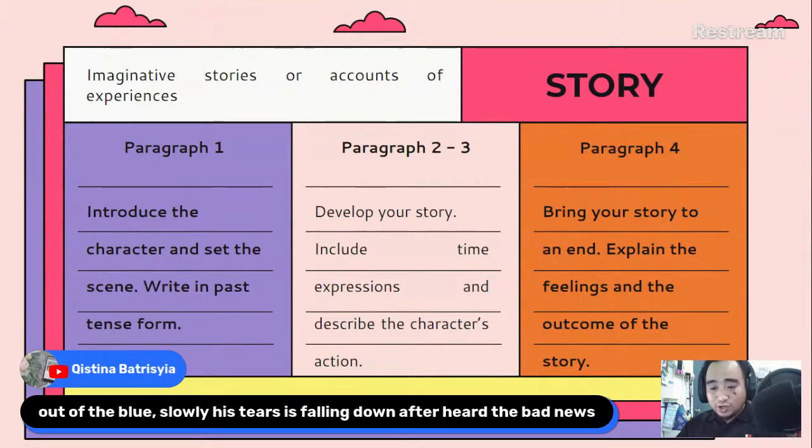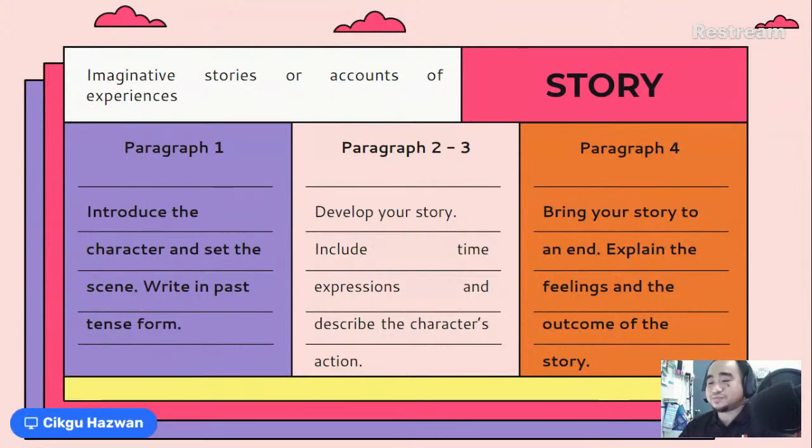Out of the blue, slowly his tears is falling down after hearing about the bad news. This is wonderful. We don't tell she is sad, but we describe how sad she is. Out of the blue, slowly his tears falling down from his cheek after hearing that bad news. We want your reader to feel engaged with your story. So you don't tell he is sad. Okay, tell his tears falling down from his cheek after hearing the bad news. Good. Okay.